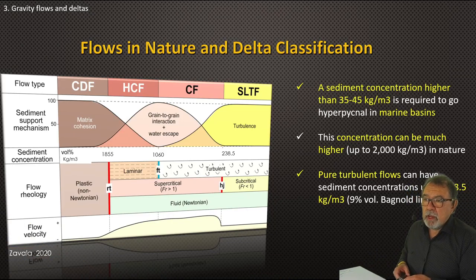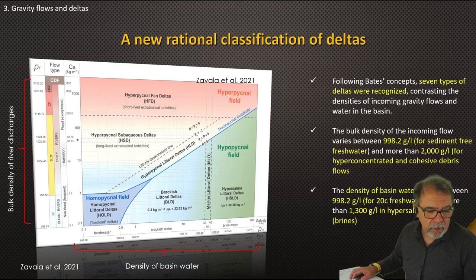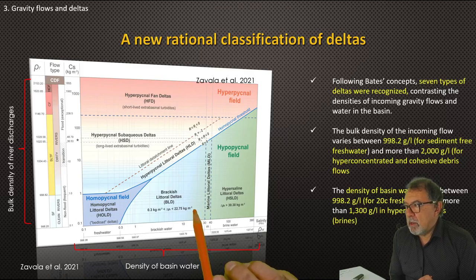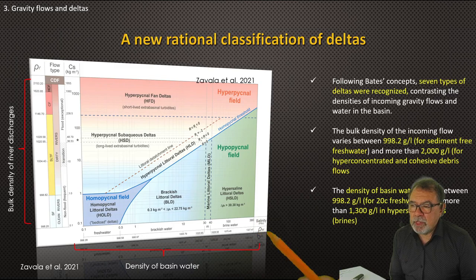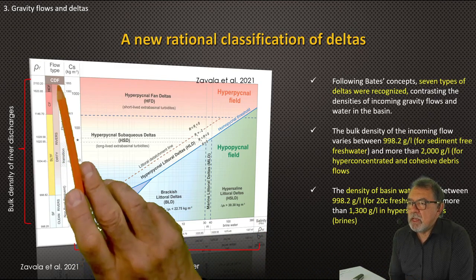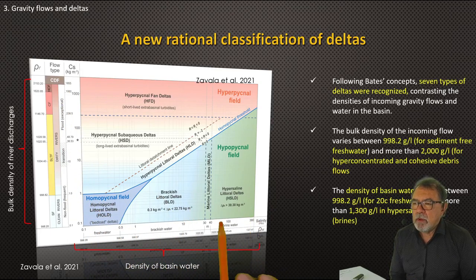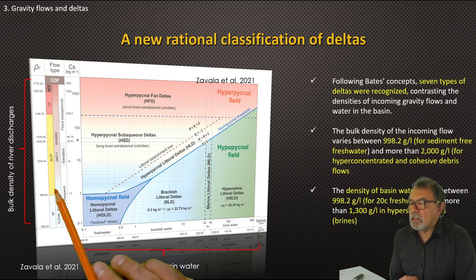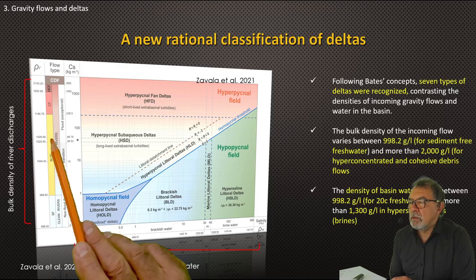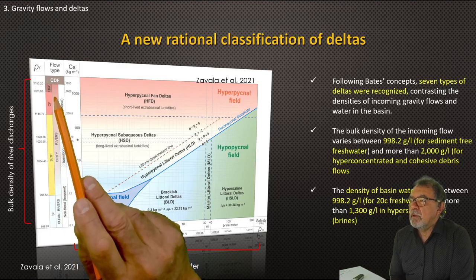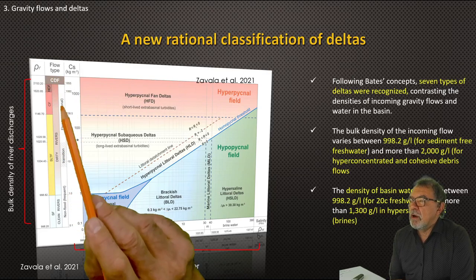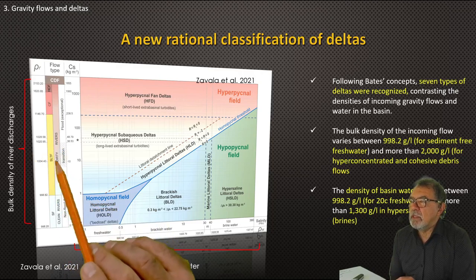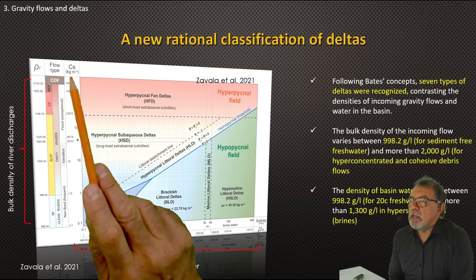Now, if we put it together, this is also available in a paper we have in the Journal of Palaeogeography. You can download it for free. In this diagram, we put together the flow concentration. Here you have the different categories: sediment-laden turbulent flows, pure turbulent flows, concentrated flow, hyperconcentrated flow, and cohesive debris flows. For all these flows, you have the total or bulk density of the flow, then the concentration of sediment in kilograms per cubic meter.